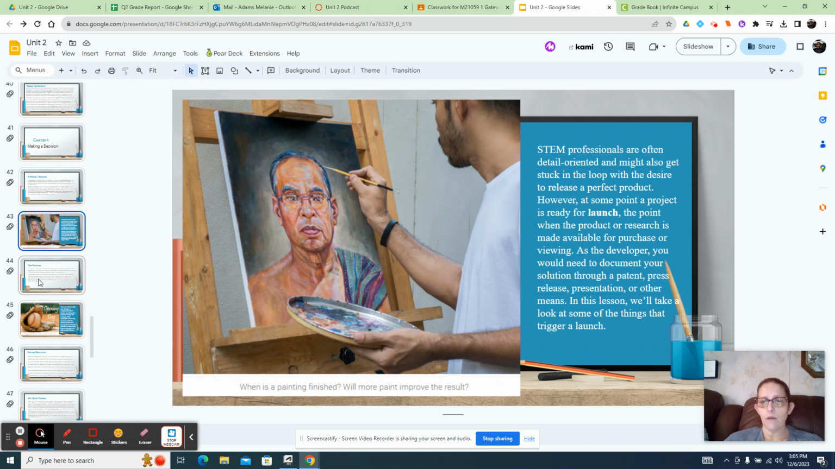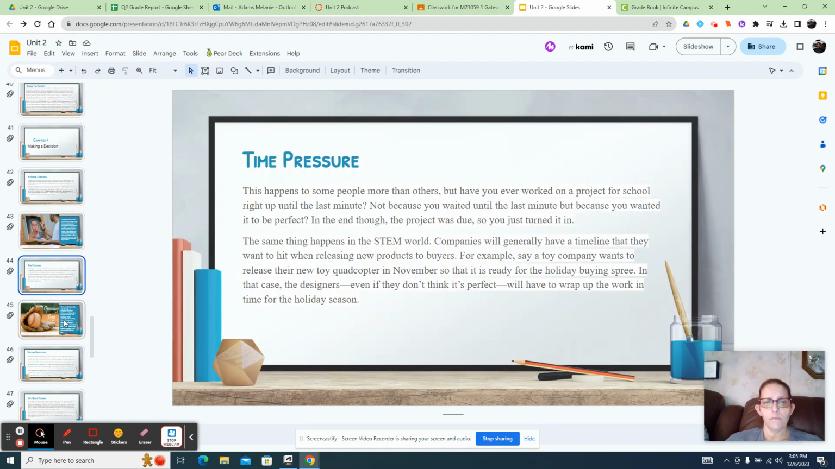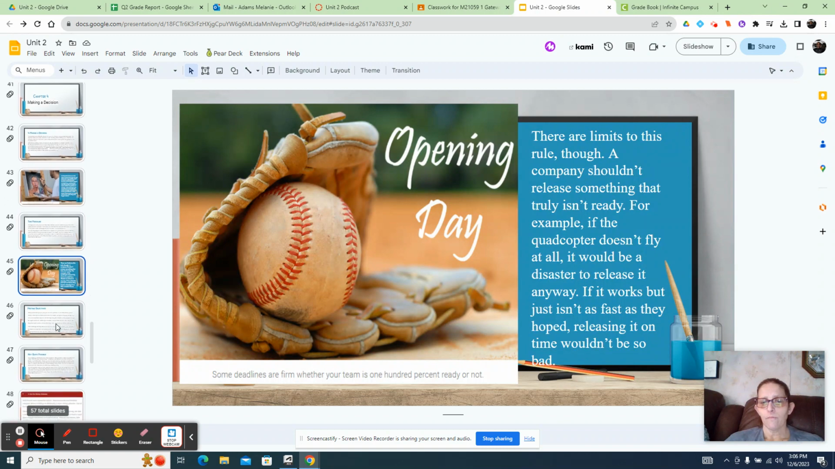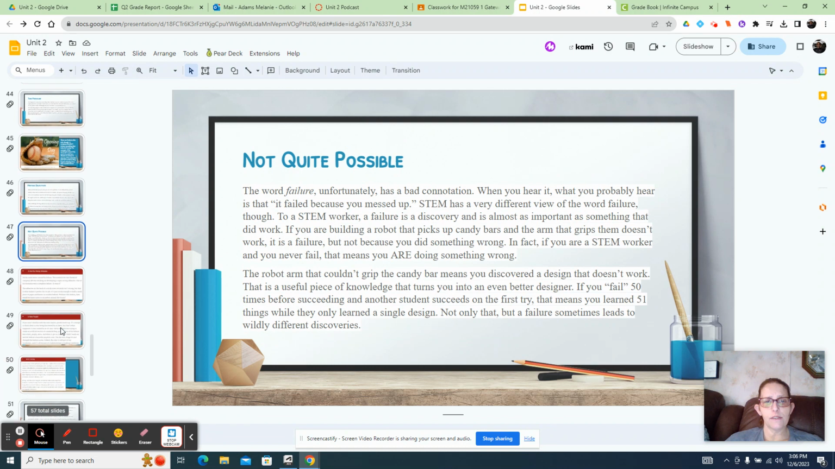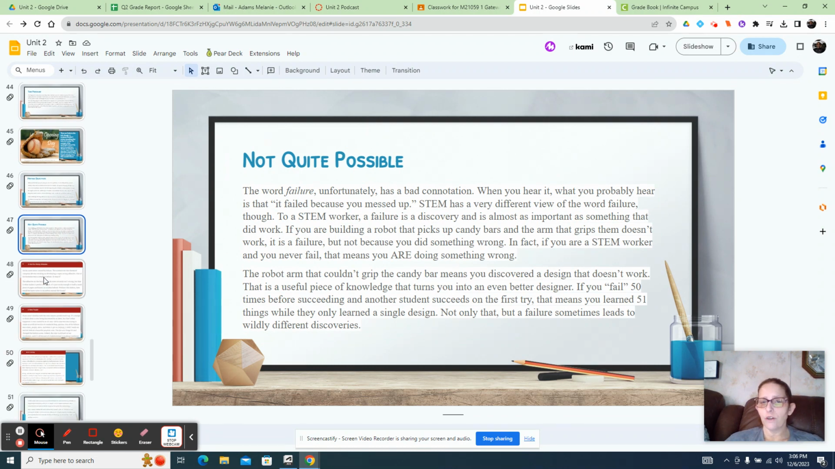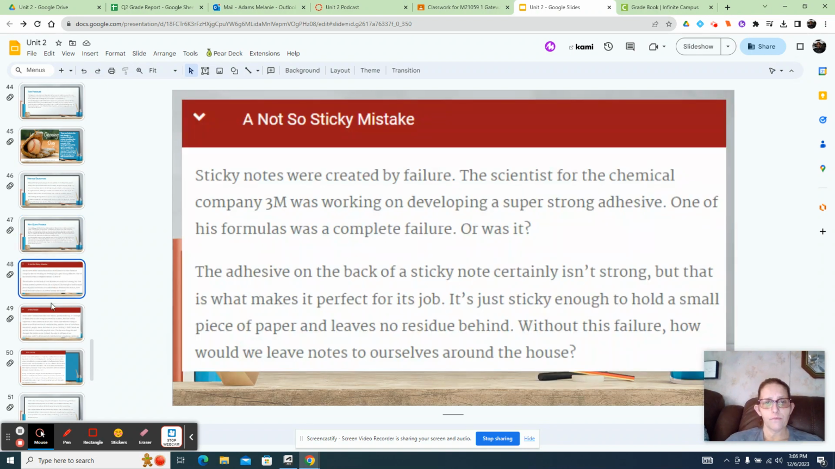There are lots of STEM professionals, and they are usually detail oriented. They have some time pressures to keep their jobs going. They have deadlines. They have to meet objectives. Failure is usually not an option for some people in STEM jobs.